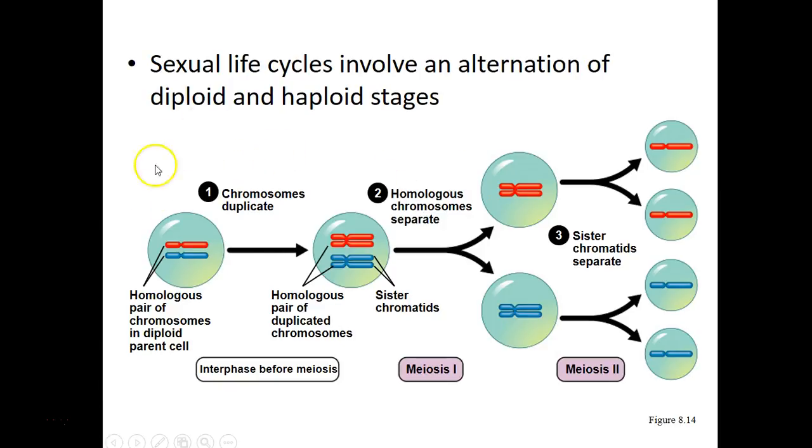So this diagram here shows the process where a homologous pair of chromosomes during interphase will duplicate. You start with 2N, 2 copies of the genome. You end up at the end of interphase, before you start meiosis, with 4 copies of the genome. And in order to create egg or sperm cells, you have to go through 2 rounds of cellular division, meiosis 1 and meiosis 2. During meiosis 1, the homologous chromosomes separate, and during meiosis 2, the sister chromatids separate.